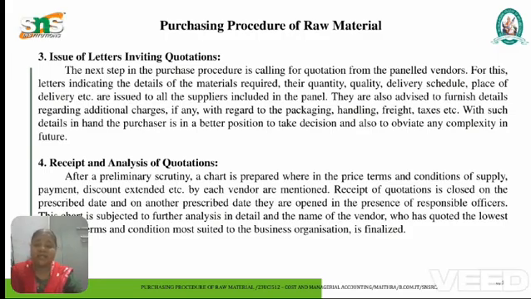Next, receipt and analysis of quotations. After the preliminary scrutiny, a chart is prepared comparing the pricing, terms and conditions of supply, payment and discount extended by each vendor. The receipt of quotations is closed on the prescribed date, with opening in the presence of a responsible person. This chart will provide the name of the vendor, the lowest price, the terms and conditions of the business organization.